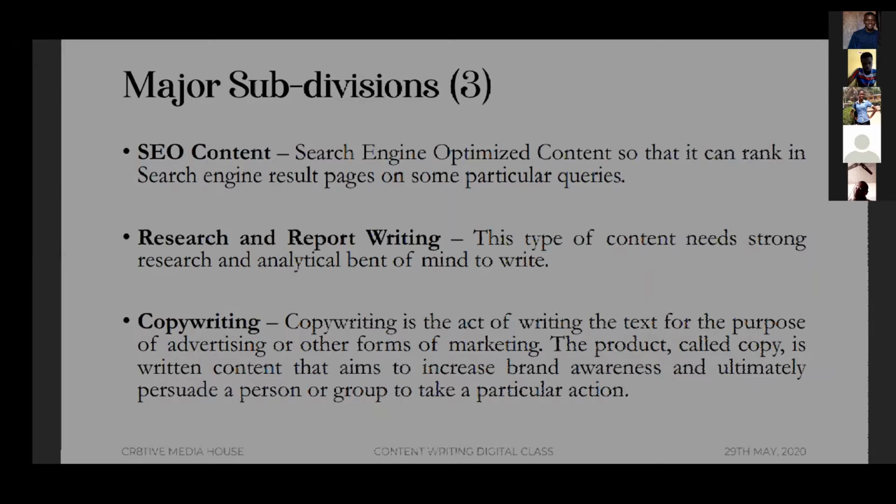The product, which is actually called copy, is the written content that aims to increase brand awareness and ultimately persuade a person or group to take a particular action. That's what copywriting is. Copywriting is actually quite short and straight to the point. The aim a copywriting material seeks to achieve is to increase awareness of the particular brand one is writing about. All right.